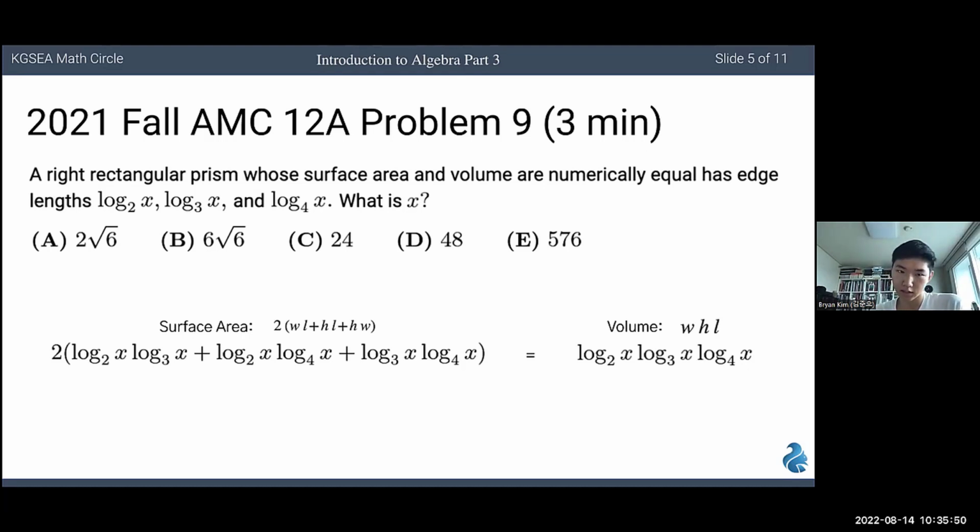Because you know that the edge lengths are log x base 2, log x base 3, and log x base 4, you can set up a basic equation for the surface area. The same goes for the volume, which equals the height times the length times the width. With the edges, the volume equals log x base 2 times log x base 3 times log x base 4. So you still have 1 minute to simplify this and figure out what x is.